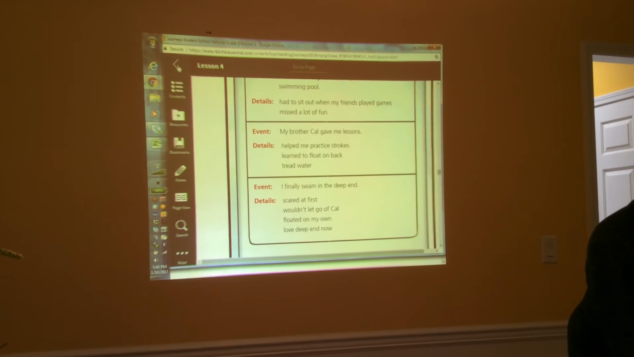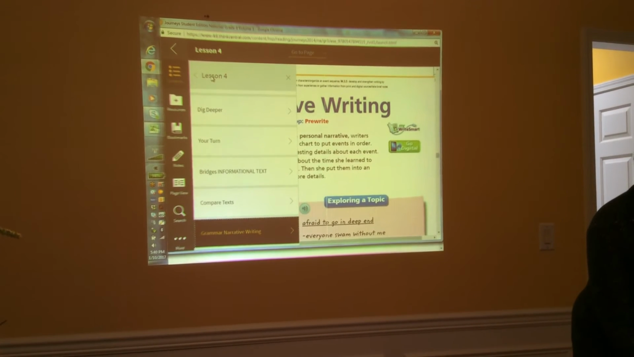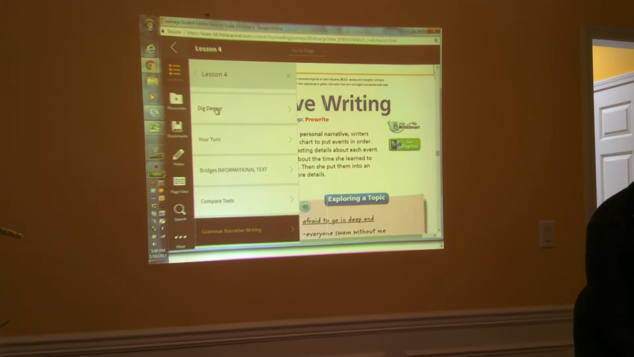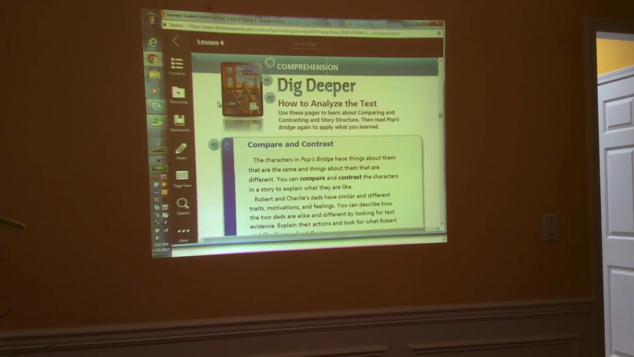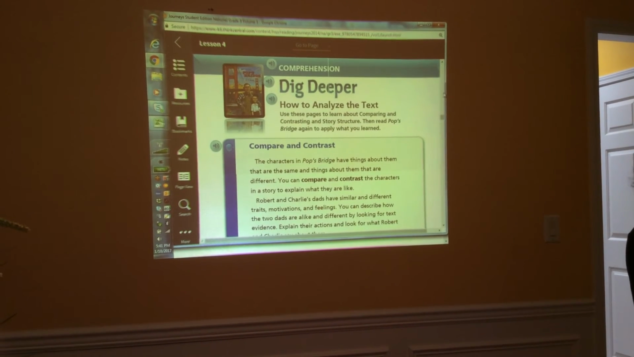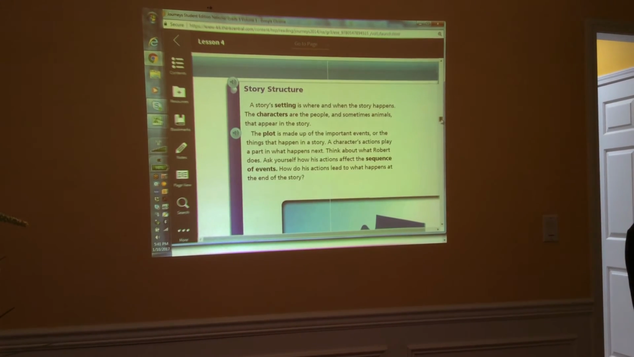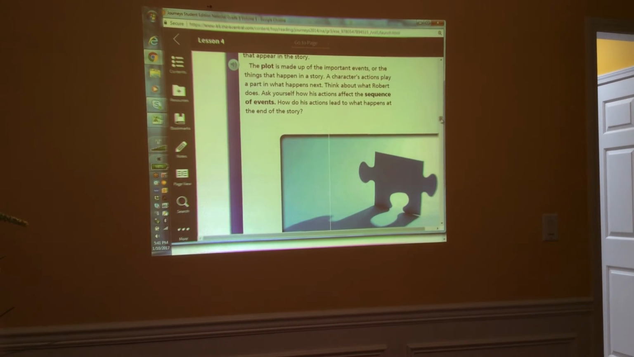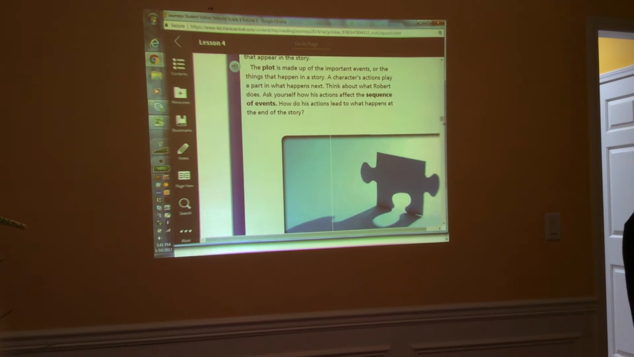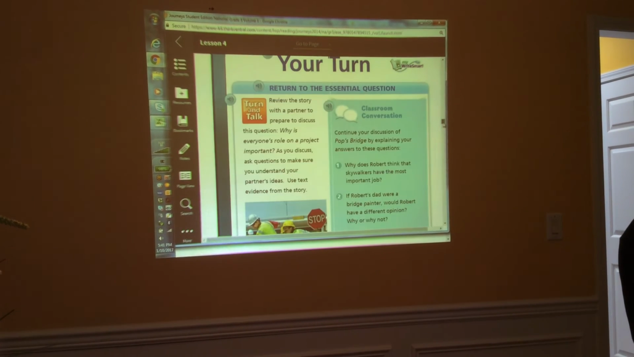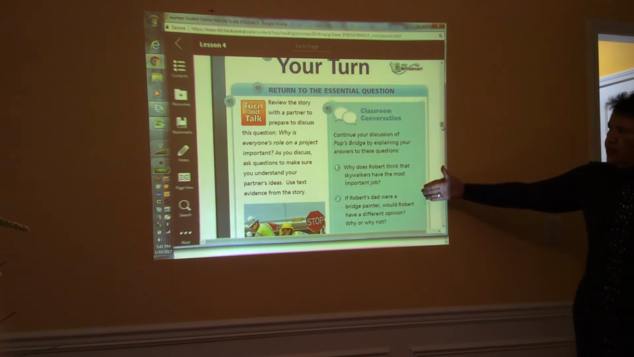You can move to any part of the lesson by clicking on it in the table of contents if you'd like to see dig deeper. It talks about how to analyze the text. And here's that comparison and contrast work that Charlie will be doing. There's some information on story structure. And then the your turn, Charlie gets to answer some questions about the text that he has read.